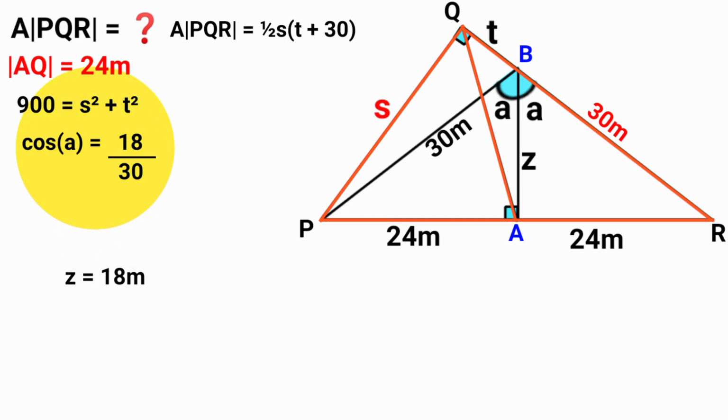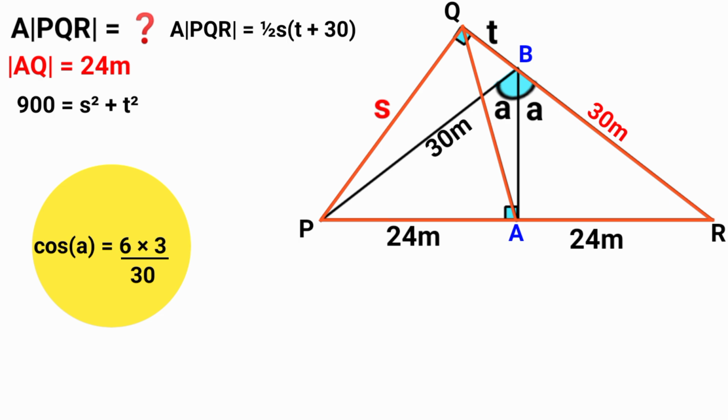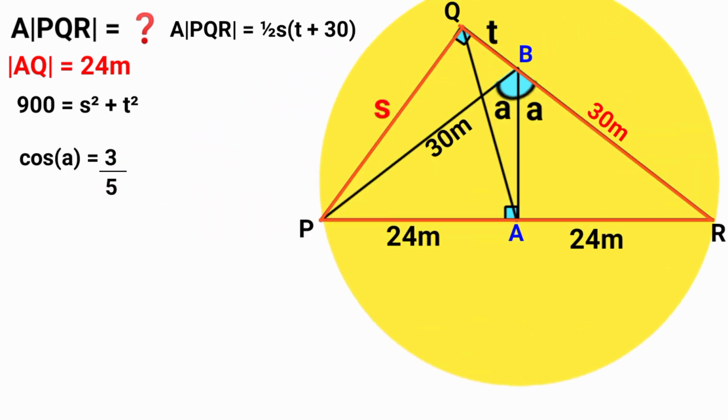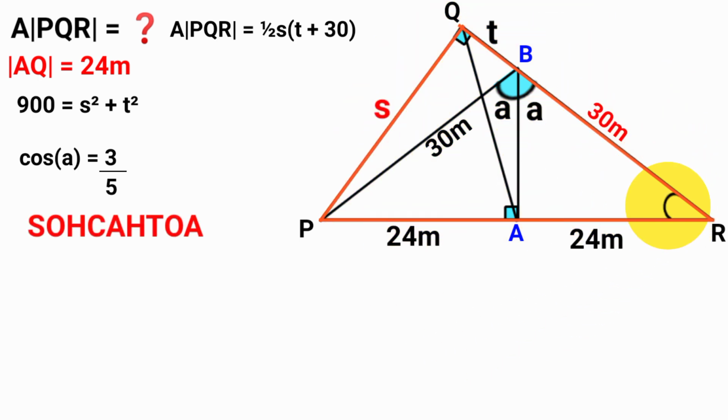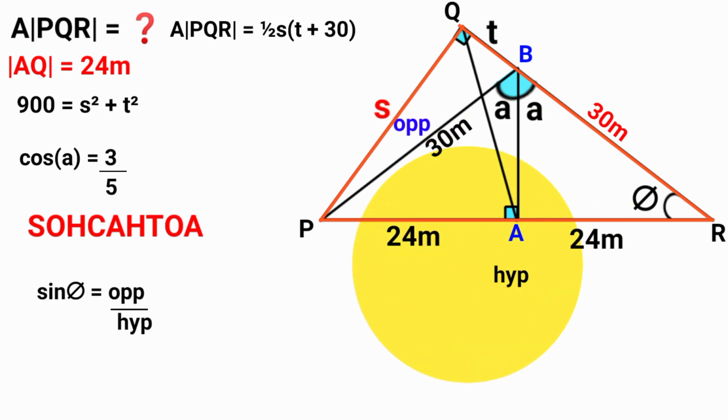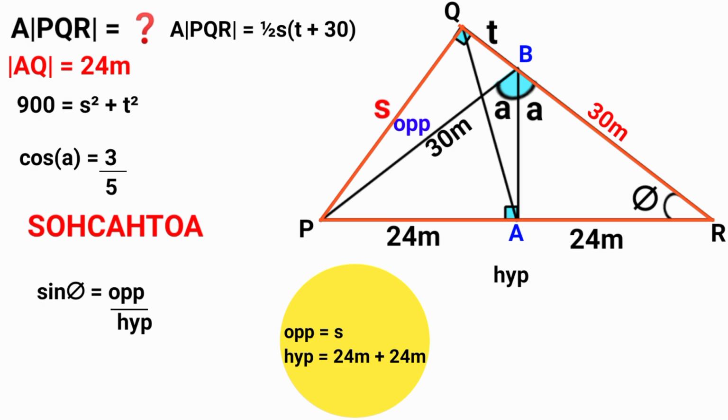Substitute here. Now cos A equal to 18 over 30. 18 is 6 times 3 and 30 is 6 times 5. 6 cancels 6. So cos A equal to 3 over 5. From this triangle now, since it is a right angle triangle, we can also use the SOHCAHTOA. Taking this angle as theta, this is the opposite, and there is a hypotenuse. So opposite equal to S, and hypotenuse equal to 24 plus 24, which is 48. Substitute here. Now sin theta equal to S over 48.